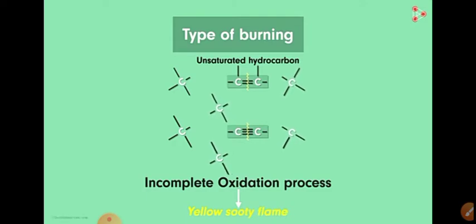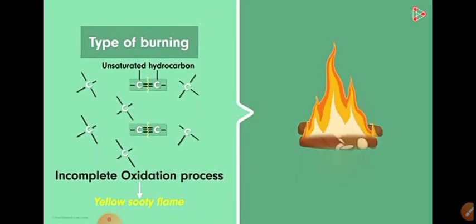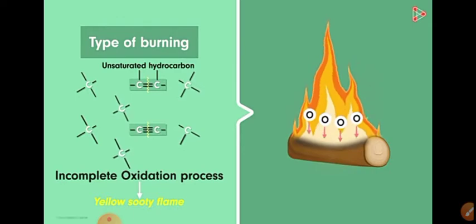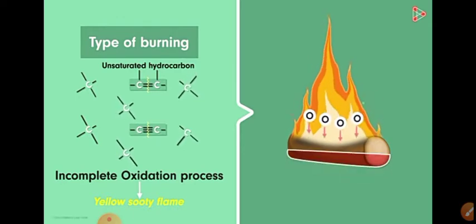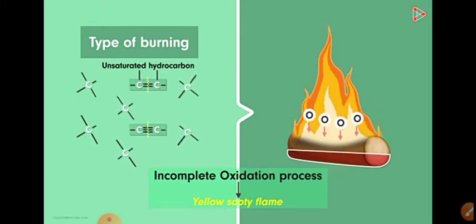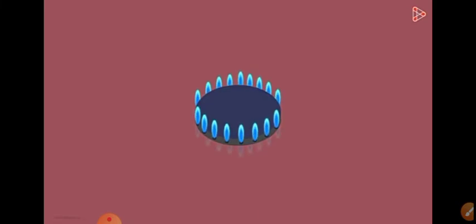Whatever flame we get, that is a yellow sooty flame. You must have seen it with a wood fire, where a yellow flame is there. Due to the presence of oxygen, flame comes out from the wooden part. So that's why we can say it is an incomplete oxidation process. And this is about the blue flame. Obviously you must have seen it at your home, and when it turns yellowish, that time it is unsaturated.